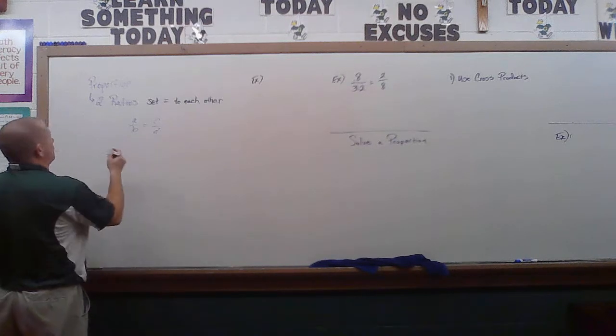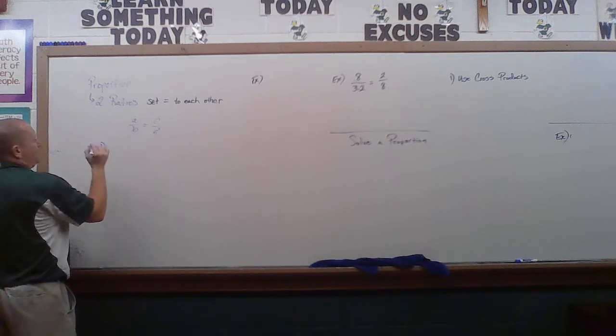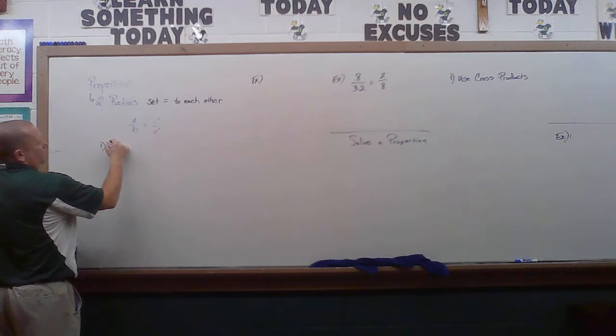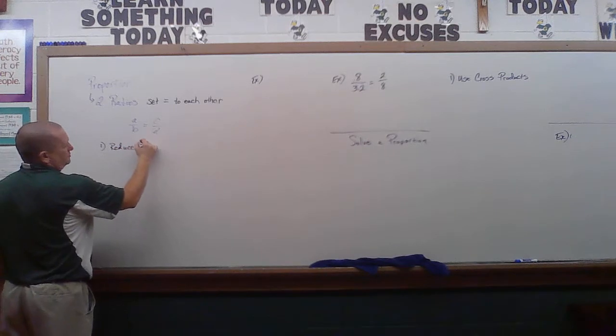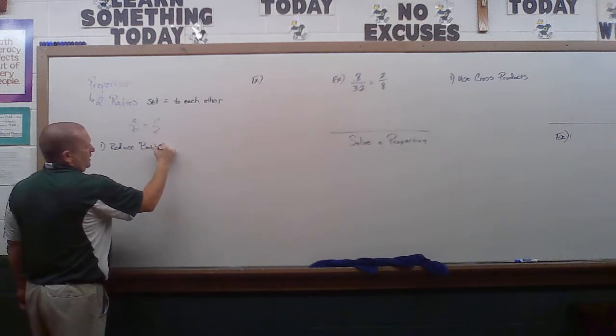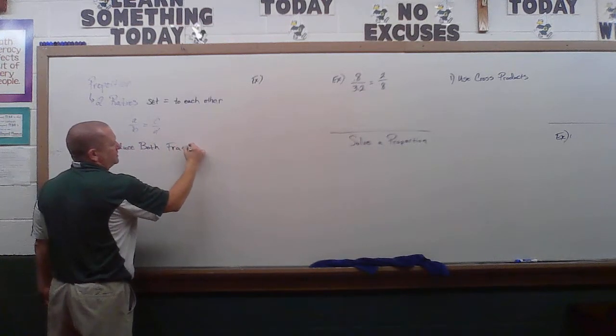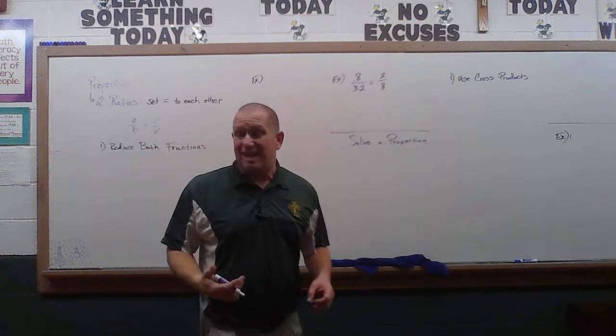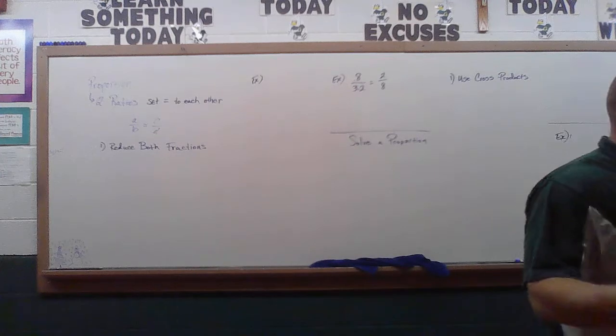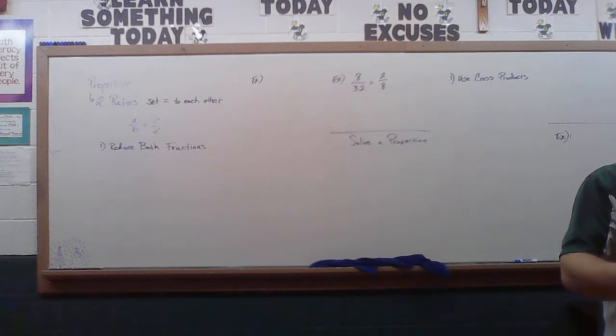So you have two different ways of deciding this. Number one way is you could reduce both fractions, and you would go down as far as you possibly can, and then if the two fractions are equal to each other at the end, we would say yes, those two ratios make a proportion.